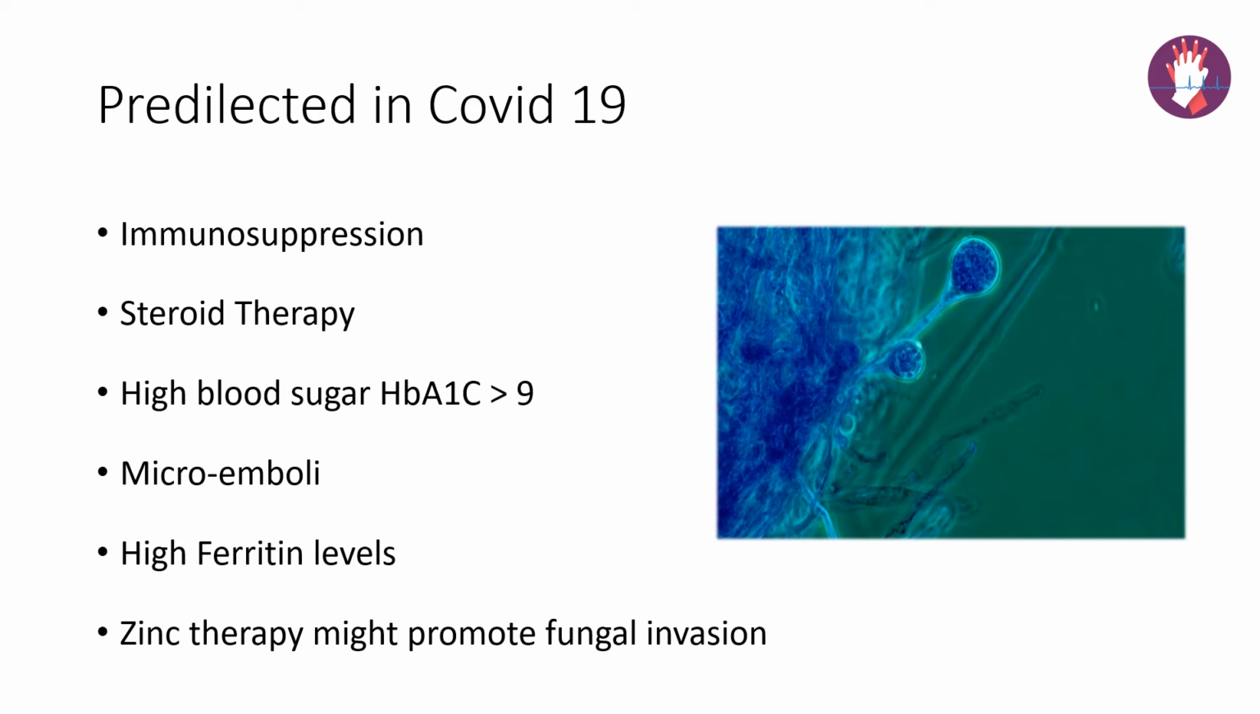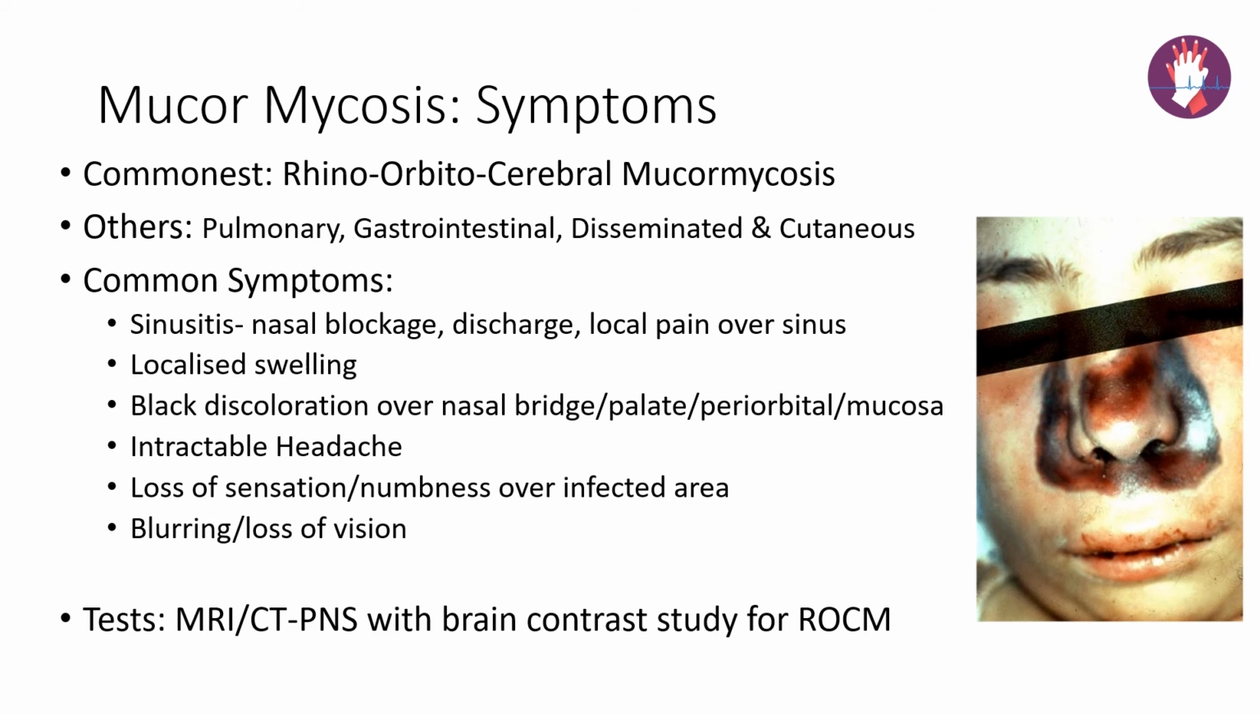Higher ferritin levels, because the fungus prefers iron, and there is a theory that the zinc therapy, which initially was recommended with hydroxychloroquine in our country, now that people have stopped using hydroxychloroquine, people have forgotten to take zinc off the polypharmacy prescription. And because quite a few patients in our country are getting zinc therapy in the first week of COVID, there is a theory that this is the reason why we are finding more mucor patients in India, as it promotes the fungal invasion. So what are the symptoms?